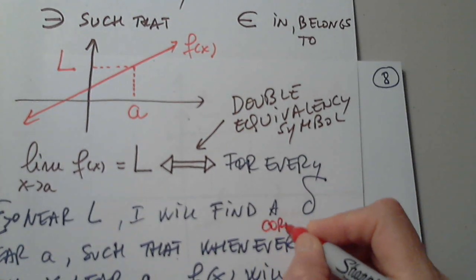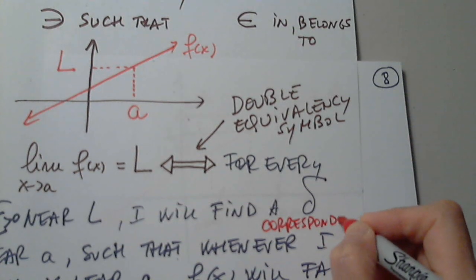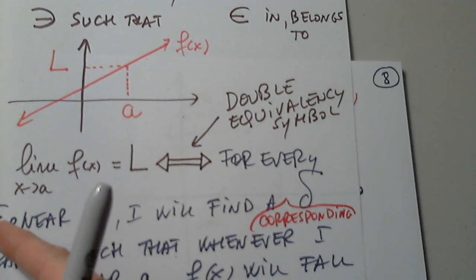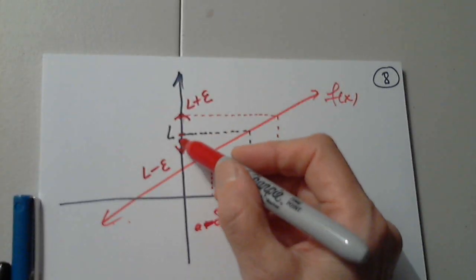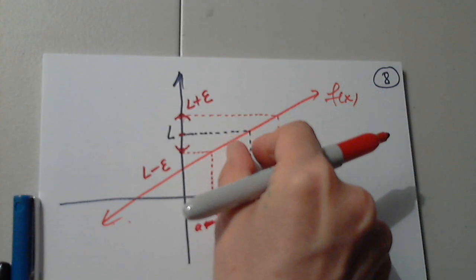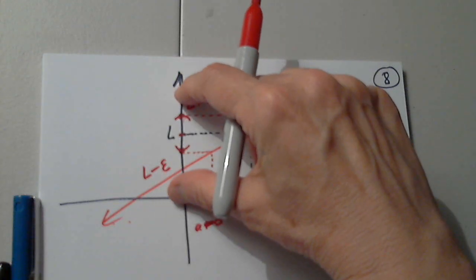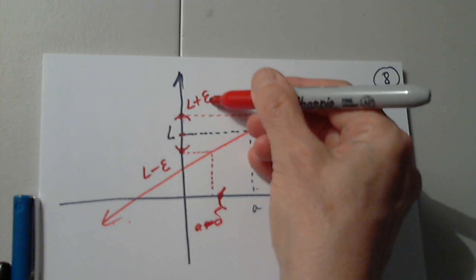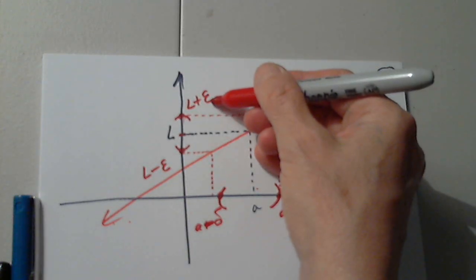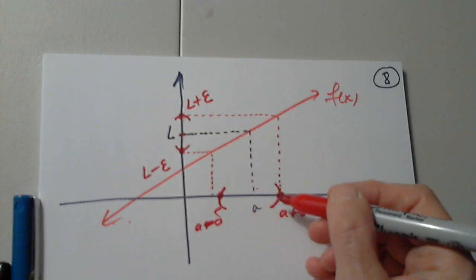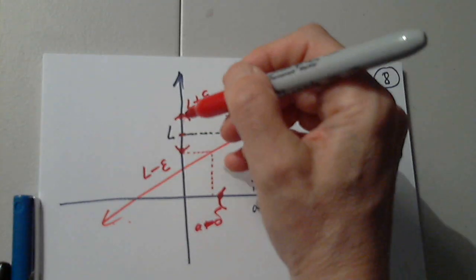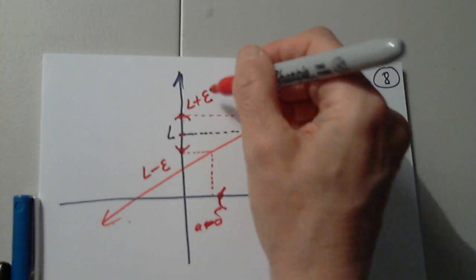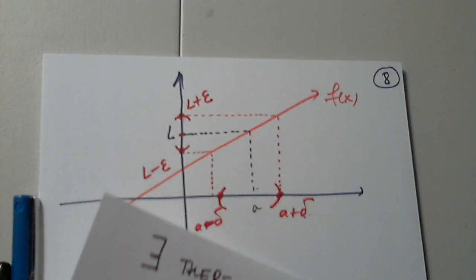Very important word: corresponding delta. It depends on epsilon. See, if I have a smaller epsilon, I will have a smaller delta. If I have a bigger epsilon, I'll have a bigger delta. So delta corresponds to this. The next delta corresponds to the next epsilon. If I have 0.1, then this may be 0.3. If I have 0.4, this may be 0.7. I don't know. But delta depends on epsilon. So delta is corresponding to epsilon.